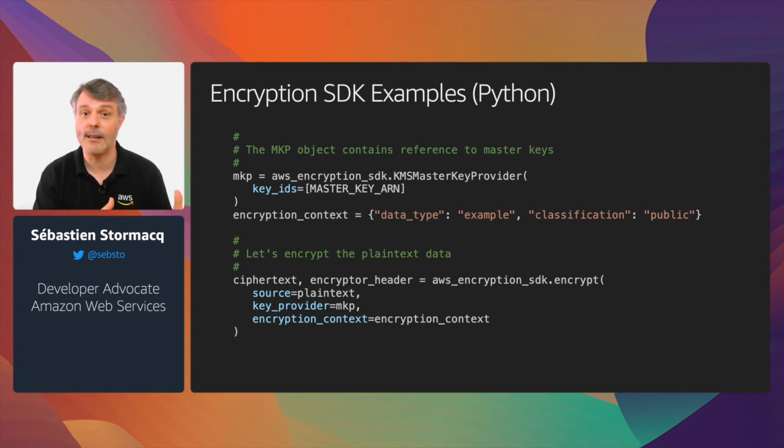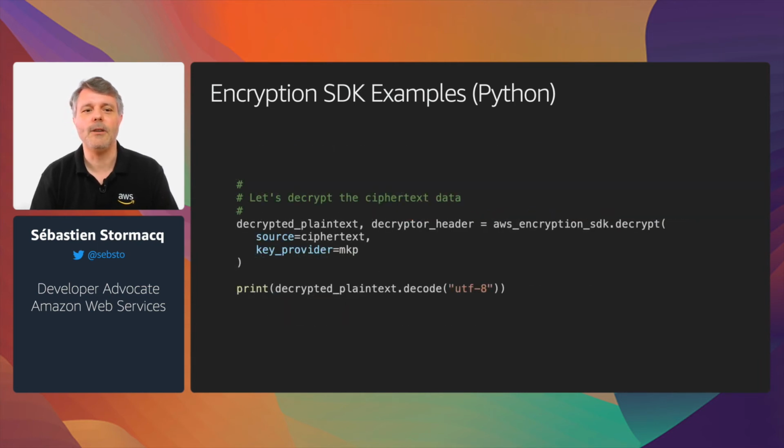It gives you back the ciphertext and an encryptor header. To decrypt, you just give the ciphertext and your master key provider to the decrypt API method, and it gives you back the decrypted plaintext and a decryptor header that you can use. So you don't need to take care about the padding, about the algorithm, about generating data keys. All of that is handled transparently under the scene for you. So it makes your code much simpler to read and easier to maintain.